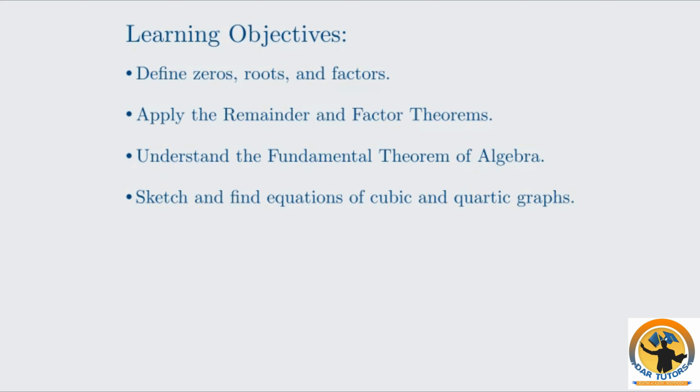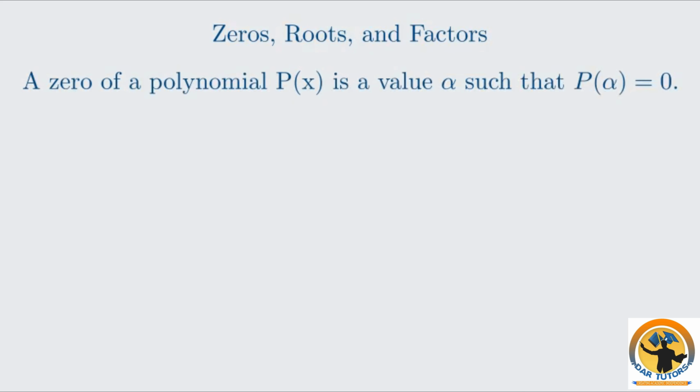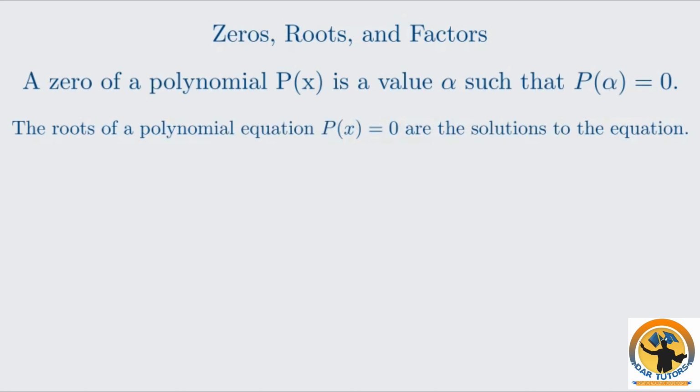Let's get started with our first topic. First, let's clarify some essential terminology: zeros, roots, and factors. A zero of a polynomial p of x is any value of the variable x that makes the polynomial equal to 0. In other words, if you substitute a value alpha into the polynomial and the result is 0, then alpha is a zero. The roots of a polynomial equation are simply the solutions to that equation.